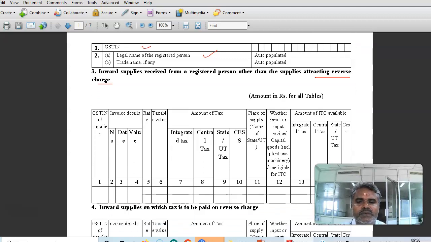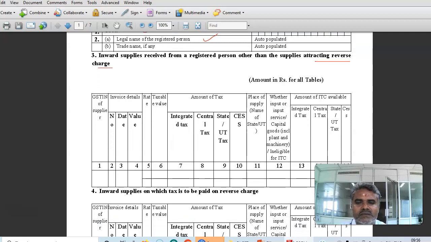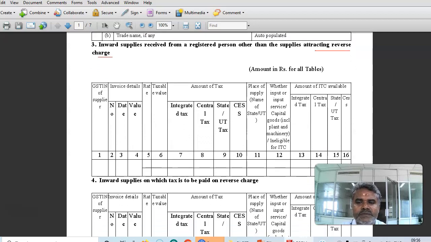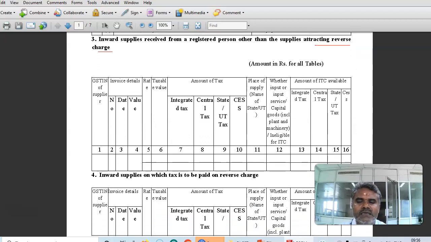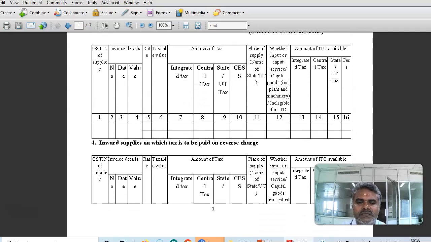So this is inward supplies received from a registered person other than supplies attracting reverse charge. These are the informations they ask you to give. You read carefully and give the information correctly. That is very, very important. And here, inward supplies on which tax is to be paid on reverse charge.